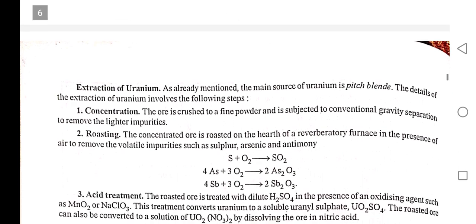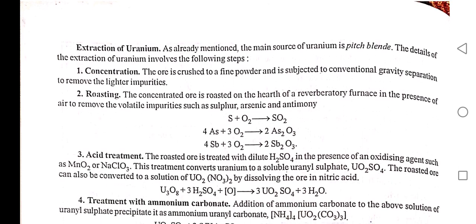Extraction of uranium. As already mentioned, the main source of uranium is pitchblende. The extraction of uranium involves the following steps. First is concentration. The ore is crushed to a fine powder and subjected to conventional gravity separation to remove the lighter impurities.